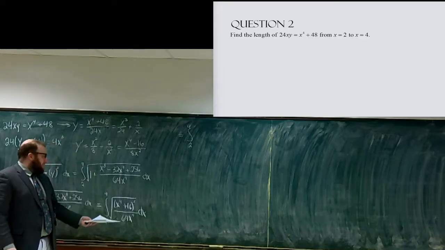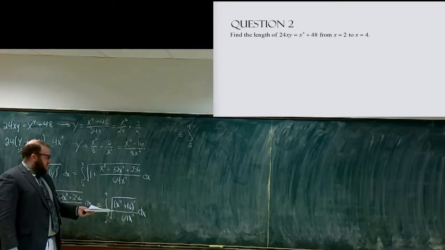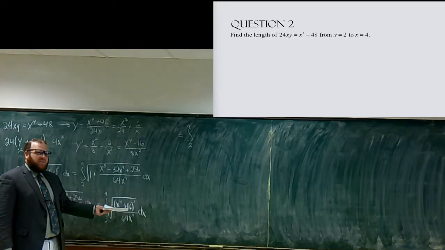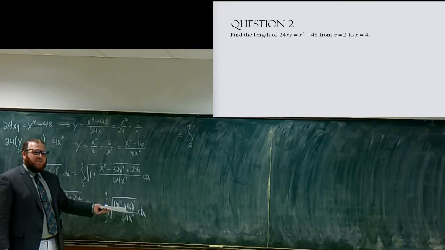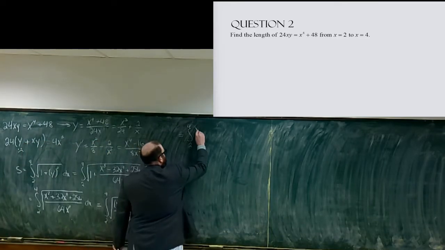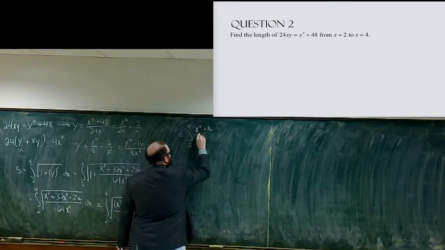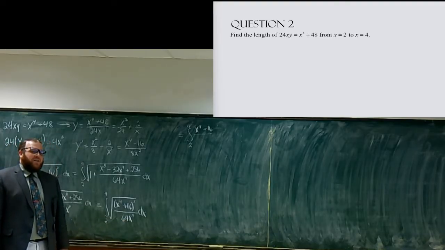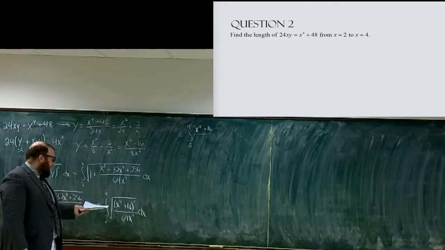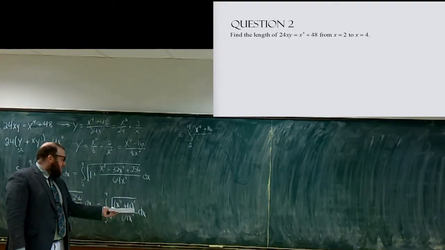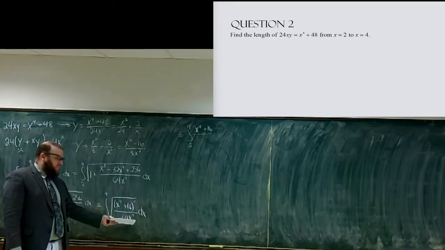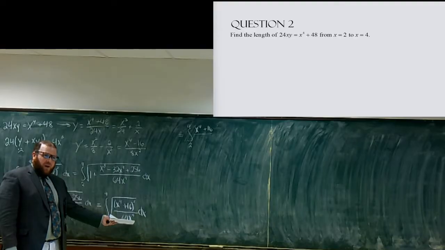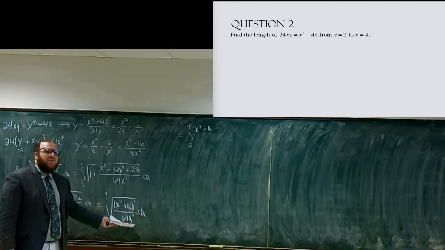Well, look. Over the interval 2 to 4, x to the fourth plus 16 is positive, right? So the square root of that is just x to the fourth plus 16. Square root of 64x squared. Well, again, over 2 to 4, x squared is positive. So wouldn't this just be 8x squared? Yeah.